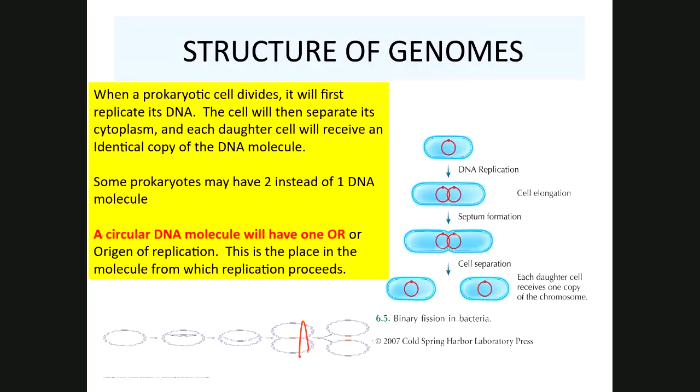daughter cell. Notice that DNA replicates always at the same place. That place where DNA replicates is called the origin of replication. Okay, so that little dot there where DNA replicates, that's where replication begins. That's called the OR, or origin of replication.